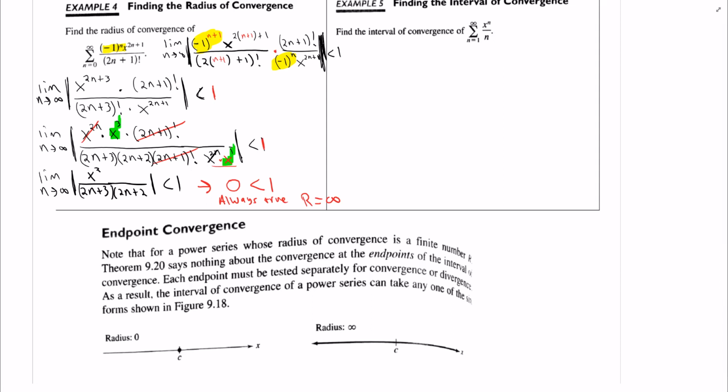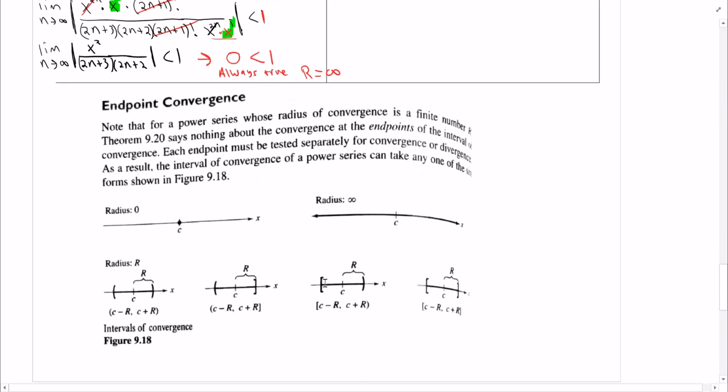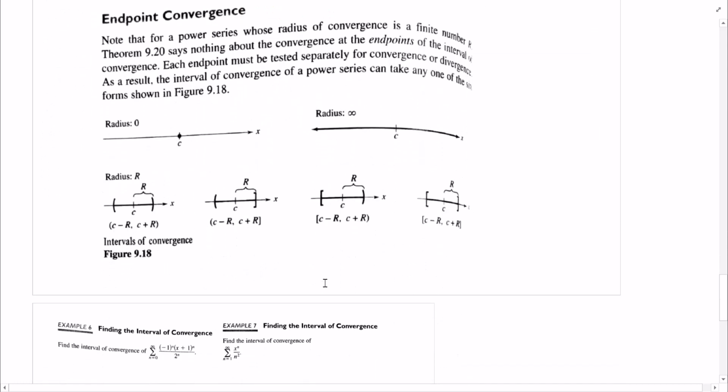Before we go on to number 5, we need to talk about intervals of convergence and the endpoints. So we're going to look at this piece down here before we do that example up there. If we have a radius of convergence and it's finite, so it's case number 2, where we actually get a number, we don't get 0 or infinity, we have no idea what the convergence at the endpoints is. All it tells us is the radius of convergence. And so what we actually have to do is test the endpoints individually.